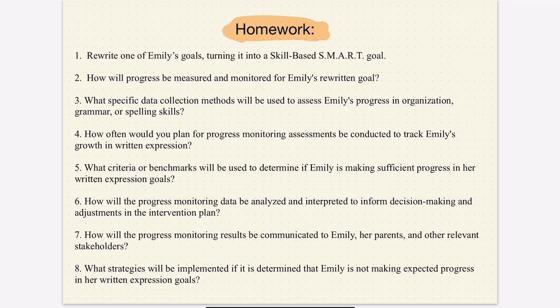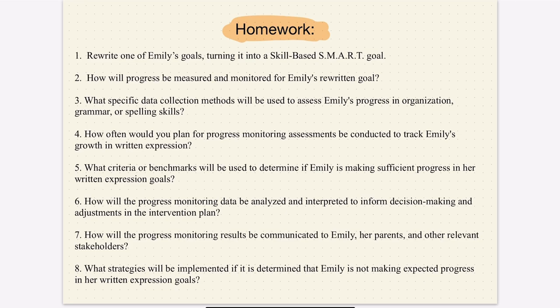Question number 4 is how often are you going to progress monitor for that goal in order to see if what we're doing is successful? Question number 5 is what are some expected data points that we are hoping to see along the way to know if our goal is working or not? Question number 6, how will our progress monitoring data be analyzed and interpreted to make decisions on our intervention?